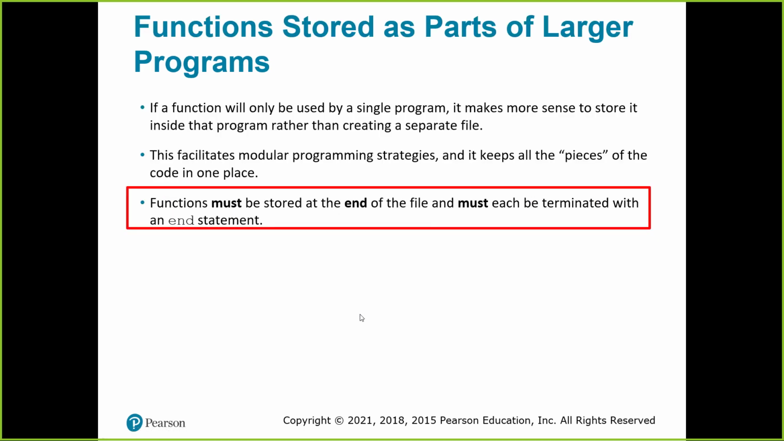A function stored as part of a larger program. This is where you're putting all your functions at the end of the file. You can put as many functions down there as you want, as long as they're all in, I think it can only be in one section. I've never tried multiple sections, just one section, and I usually call that one functions, and then underneath that line you start writing your functions in. They must be stored at the bottom, and each must be terminated with an end statement. And that works in both M file and the live editor.